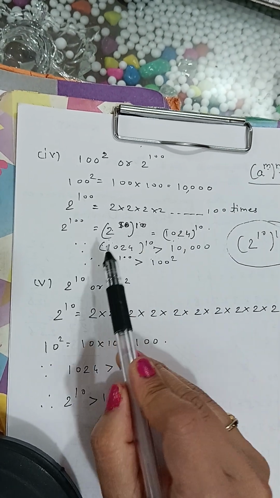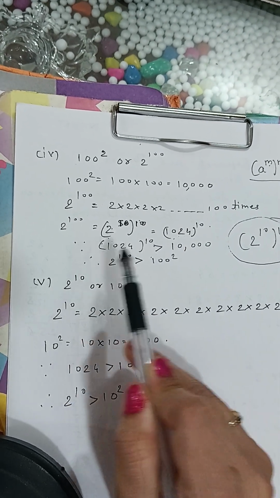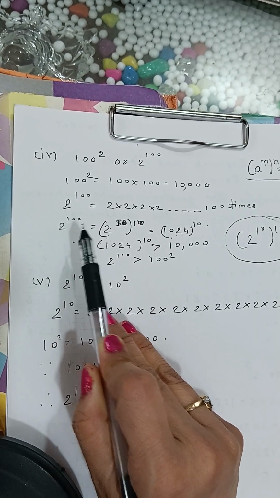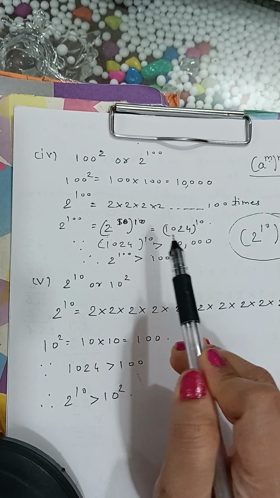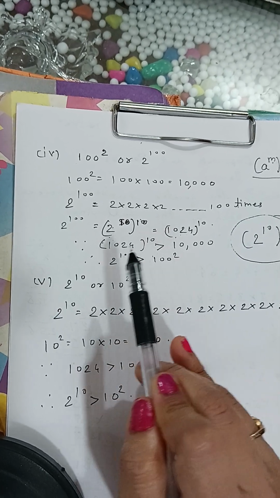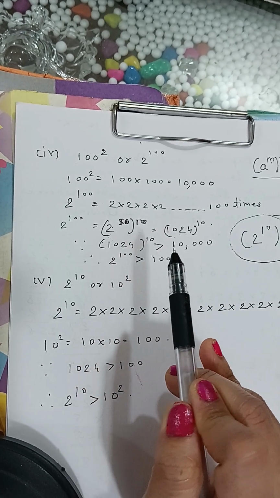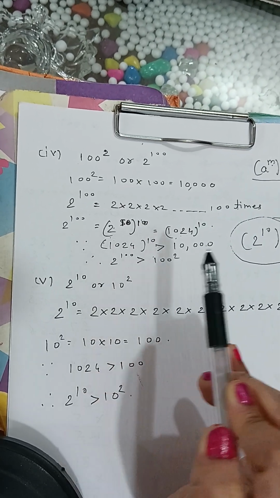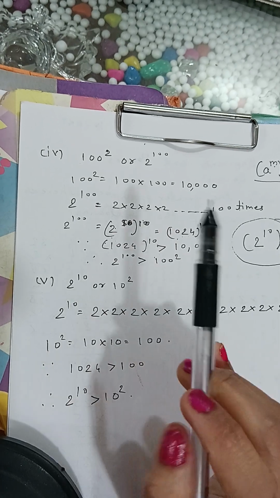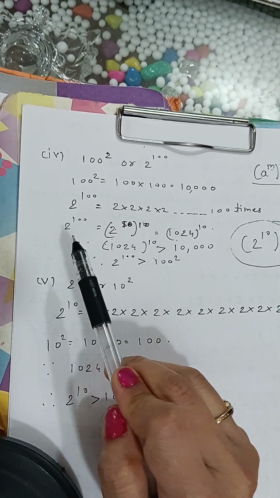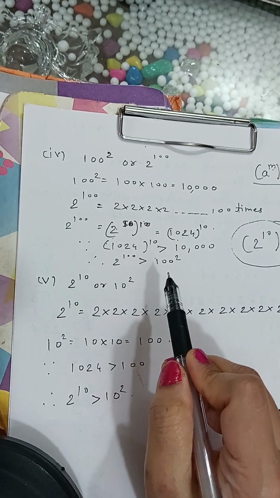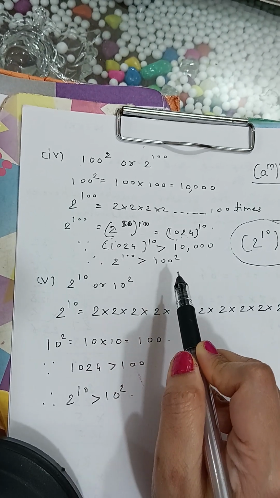If you multiply this 4-digit number 1024 10 times, definitely that will be greater than this. That's why I have written, since 1024 to the power 10, when you simplified 2 to the power 100, we have got this answer, so 1024 to the power 10 is greater than 10,000. Since this is the statement we have got here, therefore 2 raised to the power 100 will be greater than 100 raised to the power 2.